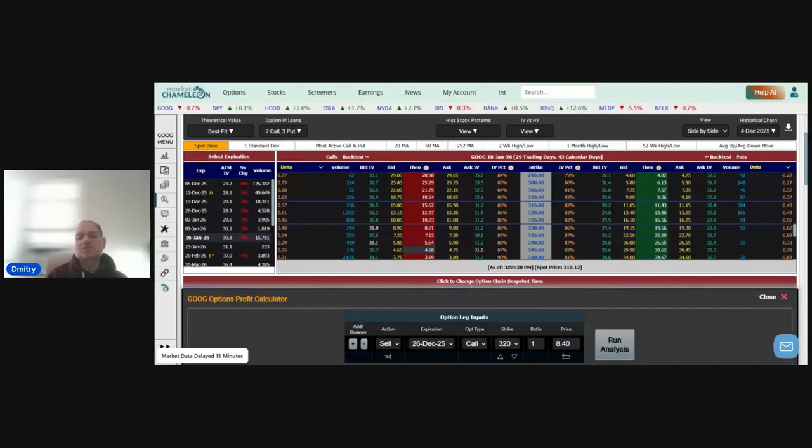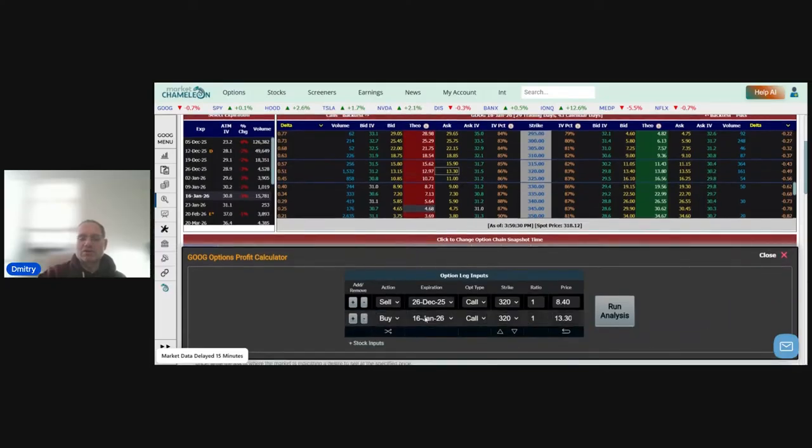And now this brings up a different option chain for January 16th. We're going to find the same call. We have the 320 call. So now the 320 call here, the bid is 3.15, offer is 13.30. So we're going to click on the offer, so we bring up a buy side ticket. So click on 13.30. And now we have the next leg, buying the Jan 16 320 call for $13.30.